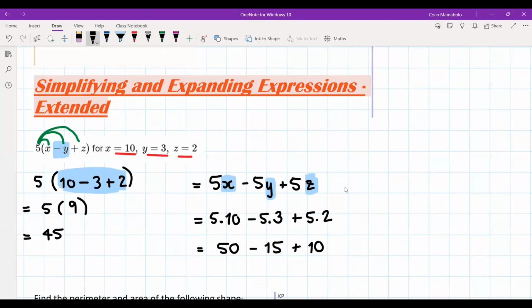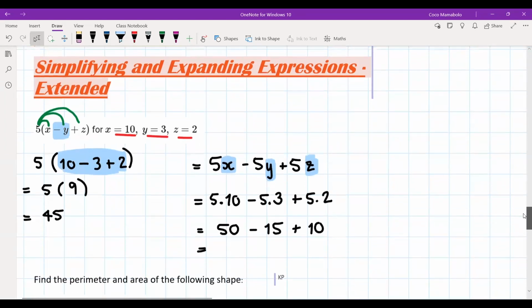Good, excellent. Finish up for me. Give me a final answer. What is 50 minus 15 plus 10? How much is it? You still need to do the math. 50 minus 15 plus 10.